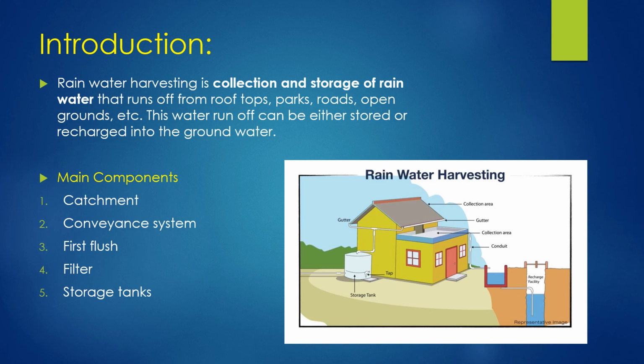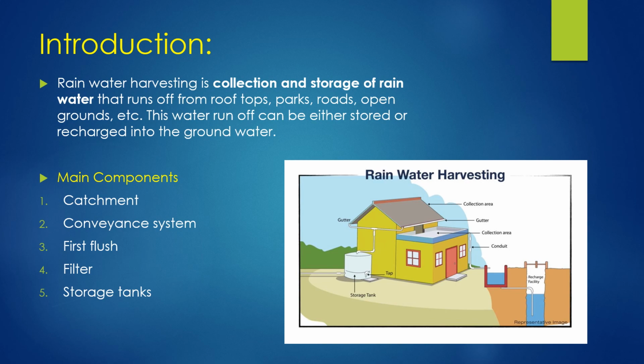There are five main components of rainwater harvesting. The first is the catchment. The surface that receives rainfall directly is the catchment of a rainwater harvesting system. It may be either a terrace, a courtyard, or paved open ground. The terrace may be flat or slope roofed. Therefore, the catchment is the area which actually contributes the rainwater to the harvesting system.